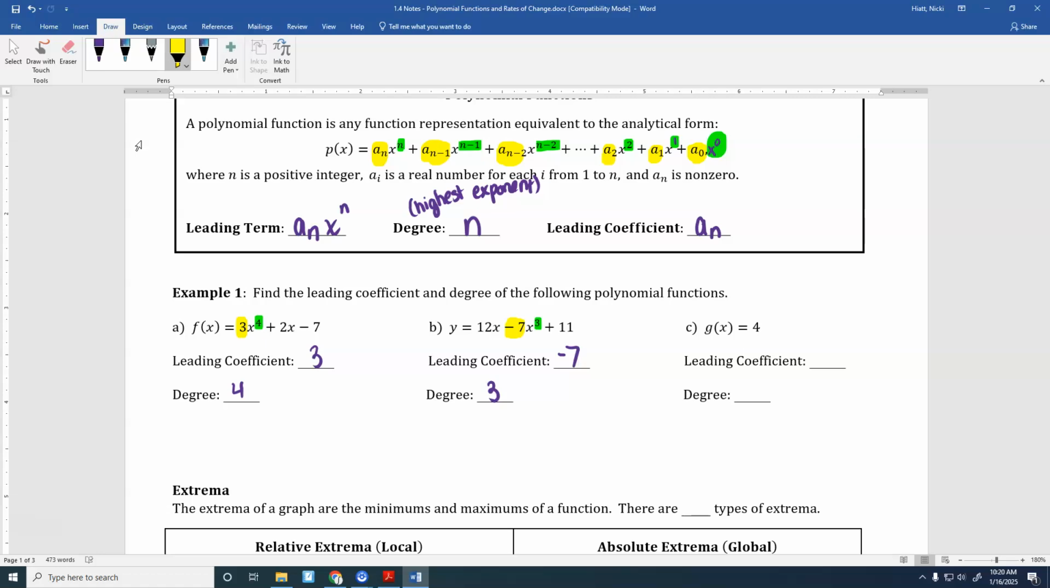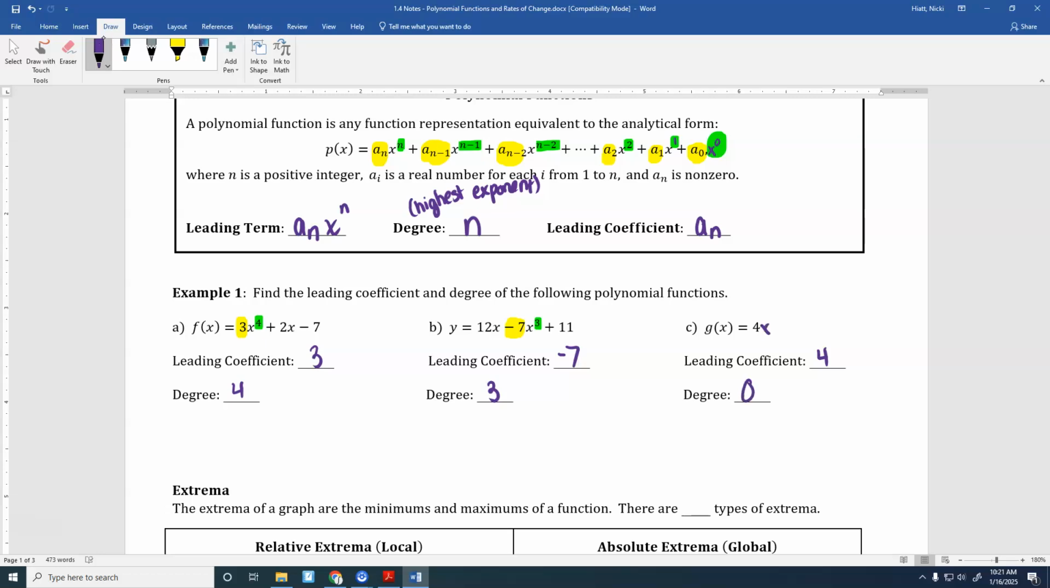Okay. C is a little bit tricky too. So let's see for this one. Autumn, what do you think the leading coefficient is? Yeah, you don't have a lot of options, so 4 would be the best guess there. What about the degree? It's 0. Very good. Because there is no x.